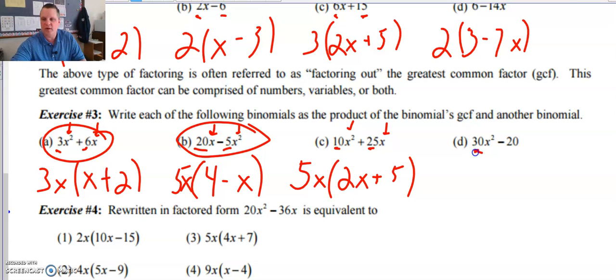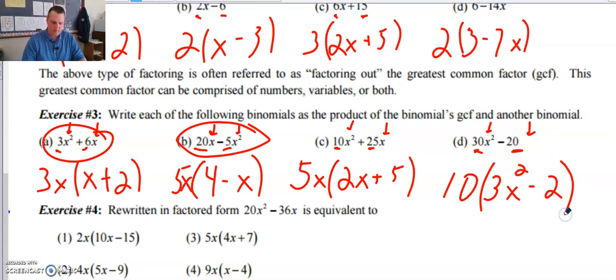The last one, 30 and 20, I take out a 10. There are 2 x's here. There are none here. So don't force to take out an x. You don't have to. So I have a 10. I'm left with a 3x squared. Be very careful. Minus 2. Okay? So just be careful with this factoring.